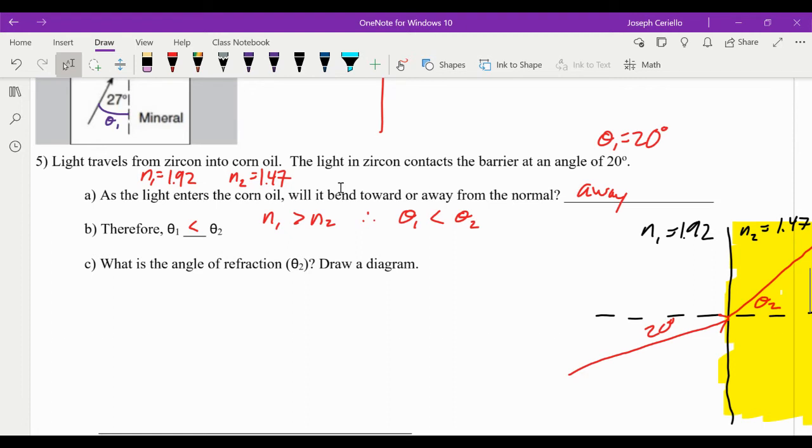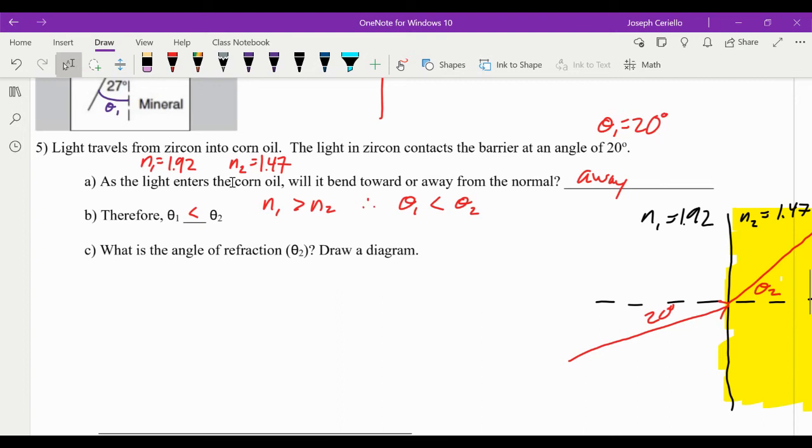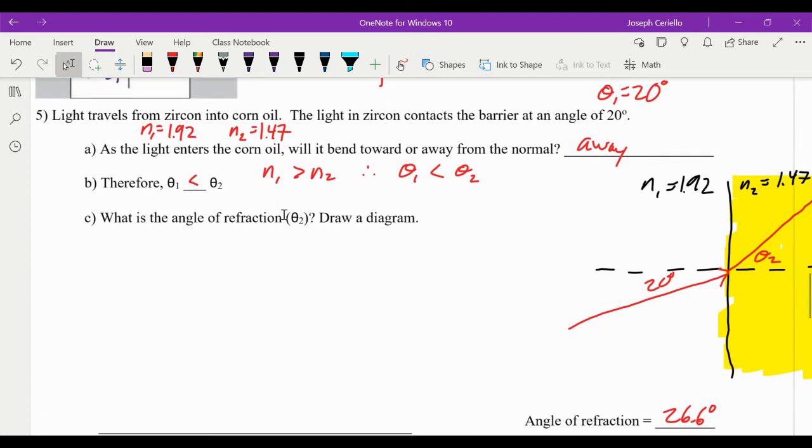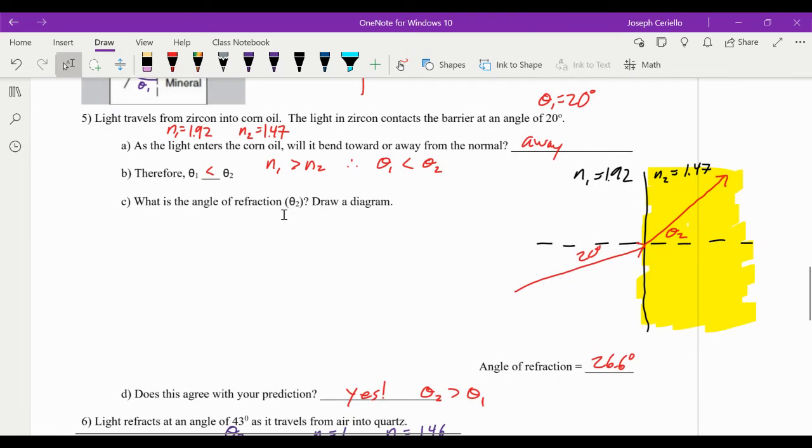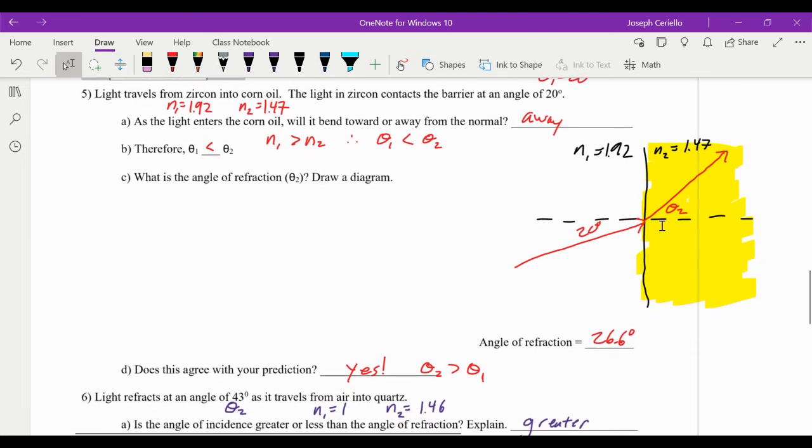The light in zircon contacts the boundary at an angle of 20 degrees. That's theta 1. So as the light enters the corn oil, it will bend. Will it bend toward or away from the normal? Well, this is a high to low question, so it will bend away from the normal. That means that theta 2 is greater than theta 1 because n1 is greater than n2. So here's a little picture of what's going on here. I drew it on the right-hand side here.